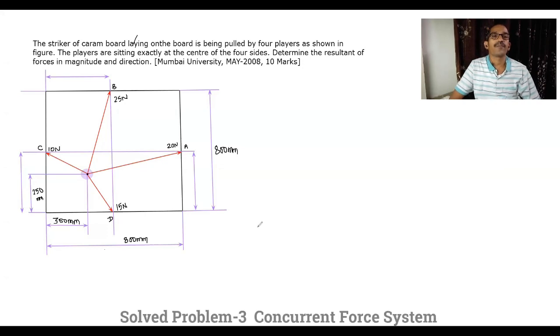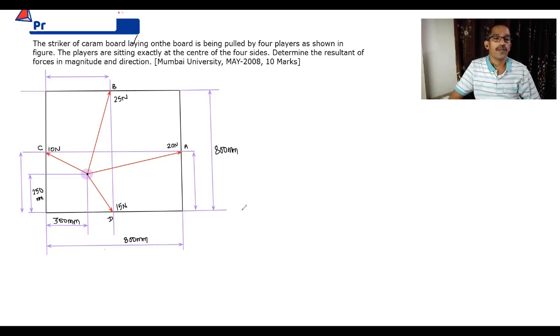Hello students, we'll solve a problem from concurrent force system, the resultant of a concurrent force system. In this problem, we'll first discuss what is given and then start solving. What is given in the wording of the problem? The striker of a carom board lying on the board is being pulled by four players as shown in the figure.